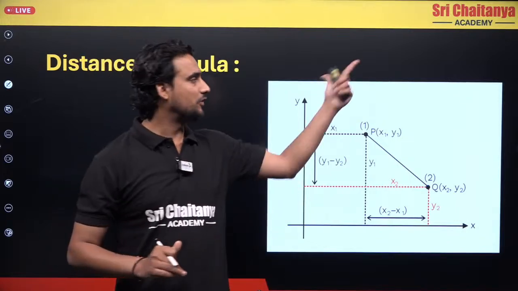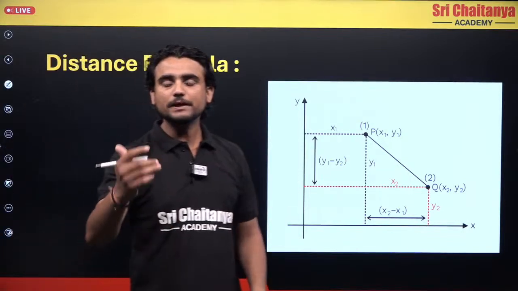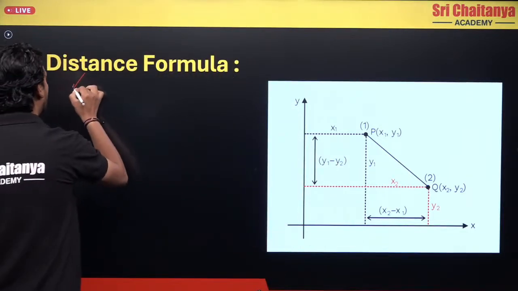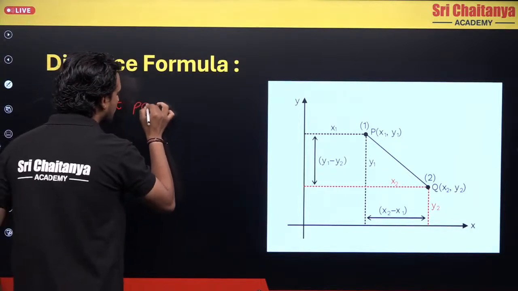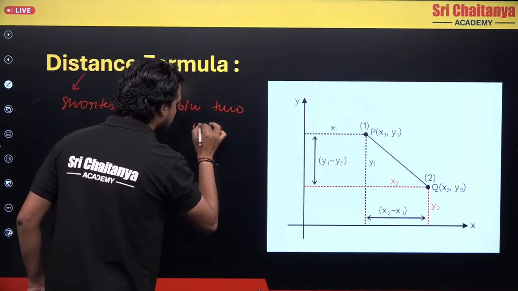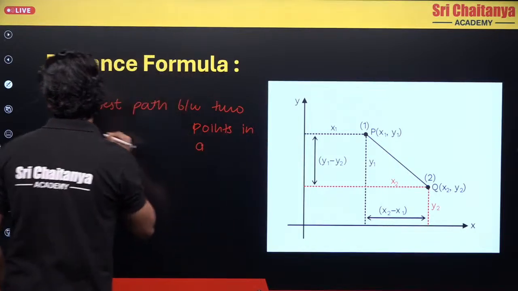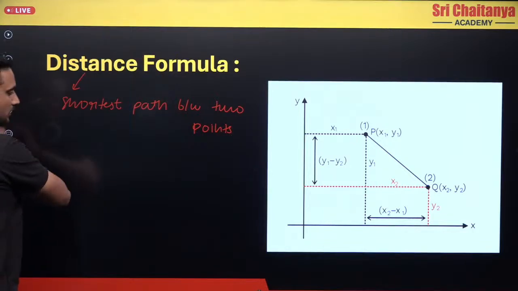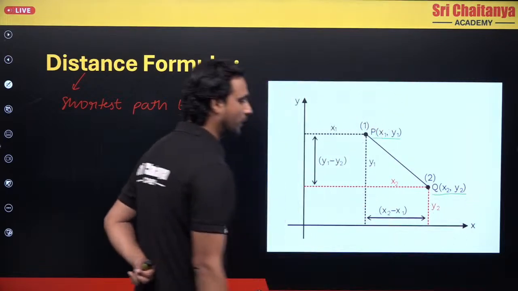Now if we talk about the distance formula, what is it? It gives me the shortest path between 2 points. Okay, so let's write it here: the distance formula gives me the shortest path between 2 points. So now what do we have? We have 2 points here, P (x1, y1) and Q (x2, y2).